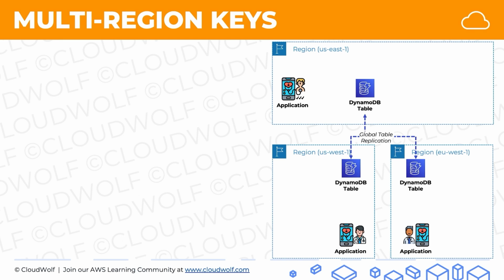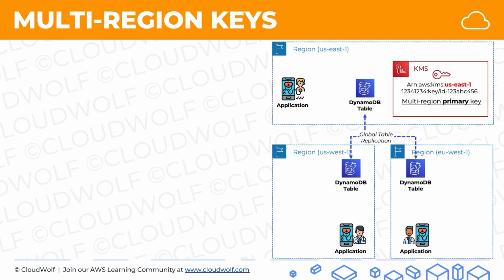So what would happen is we would create a key in KMS, and we would specify right away that it's a multi-region primary key. Now, keep in mind that inside KMS, when you want to create a multi-region key, you have to create a new key. You cannot convert an existing single region key into a multi-region key. Keep that in mind for the exam.